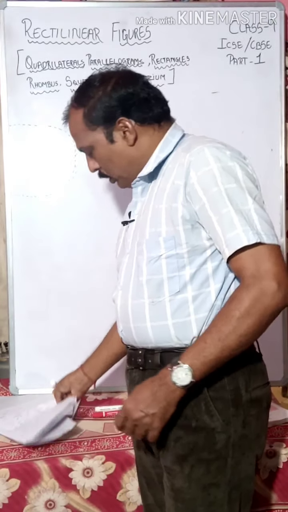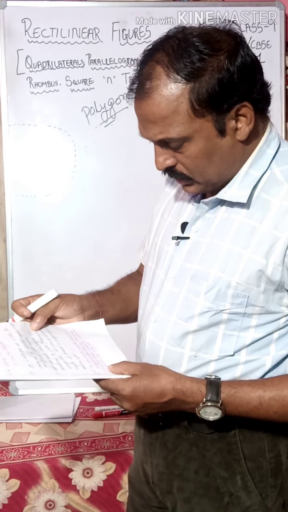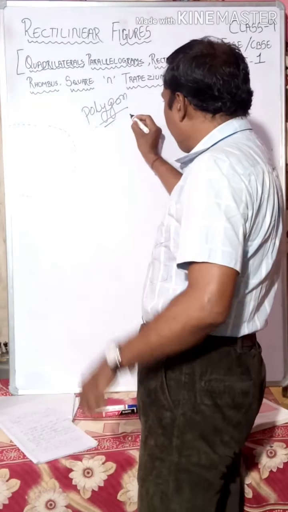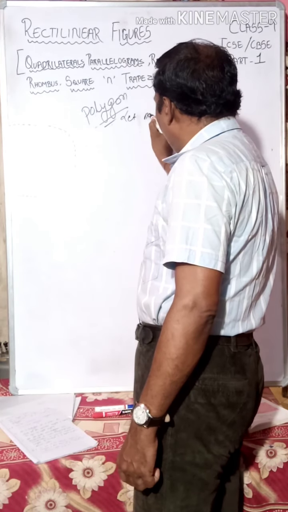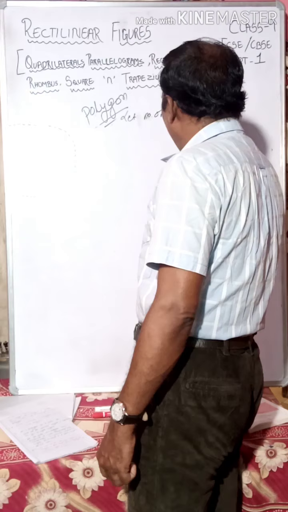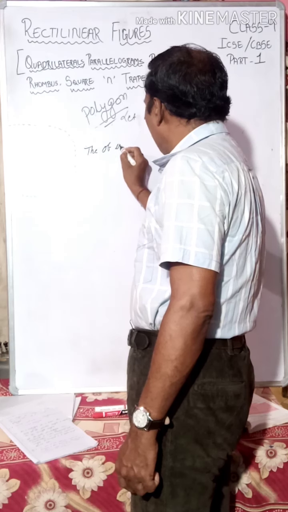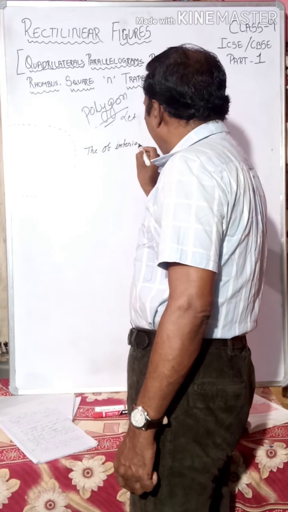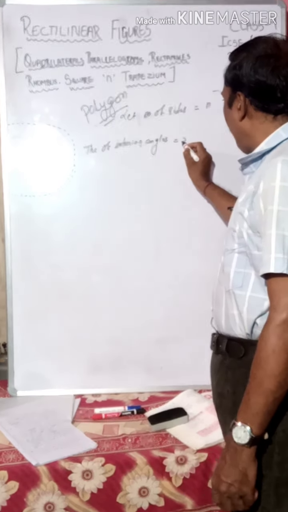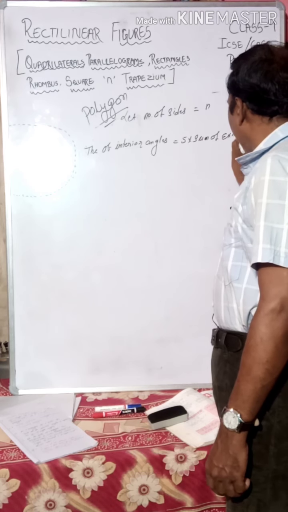The question is: the sum of the interior angles of a polygon is 5 times the sum of the exterior angles. Find the number of sides of the polygon. Let the number of sides be n. So the sum of interior angles is equal to 5 into the sum of exterior angles.